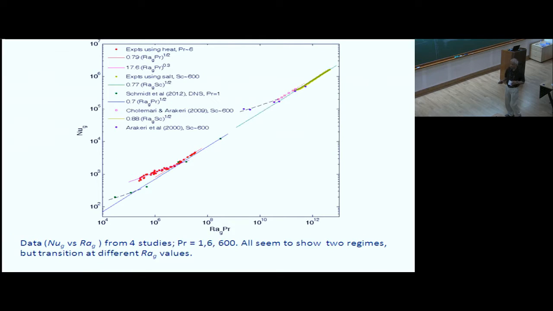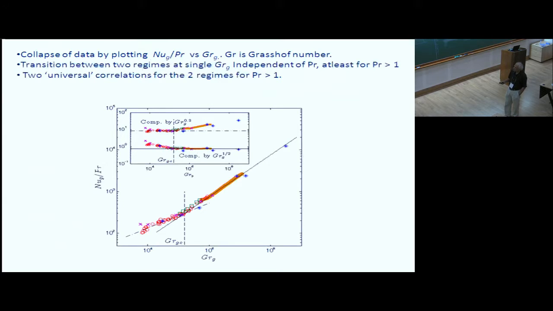And when we looked at data from different sources, there's not been too much work on this. So there is one DNS study done by Losey's group. And we did the experiments with heat, and these are the experiments with salt. And all those show deviations at different Ra Pr values away from the Ra to the power of half scaling. So there is some sort of transition happening, but at different Ra Pr values. However, if you rescale it and write Nusselt number divided by Prandtl number versus Grashof number, you can see that the transition happens at the same Grashof number.